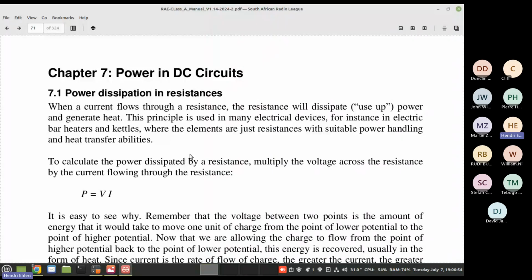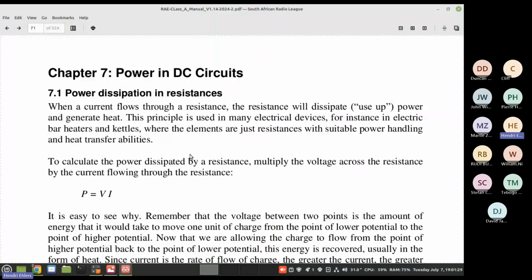Devices that are resistive loads are heaters, kettles, incandescent lamps, which are very hard to get these days. So I guess that's history. So it will only be kettles and heaters. To calculate power or wattage, you use P equals VI, which would be power equals voltage times current.